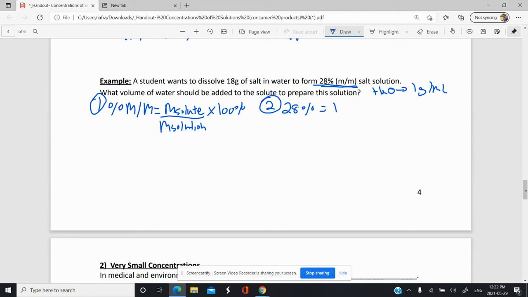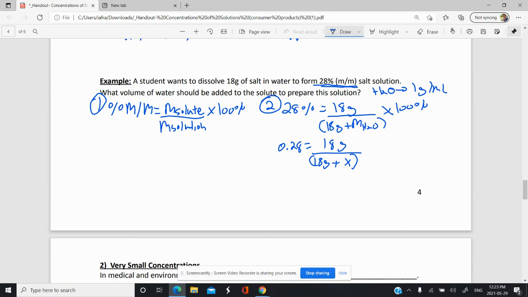is equal to the mass of the solute, 18 grams, over the mass of the solution, which is 18 grams plus the mass of water. We don't know what that is. We're going to find that. Because once we have that, we technically have the volume, because the mass of water is equal to its volume, if it's grams to mils, times 100%. And so I'm going to rewrite this in decimal form here. So basically divide by 100 on both sides. So 0.28 is equal to 18 grams over 18 grams plus the mass of water, but I'll just call that X. And I'm going to rearrange this to solve for X.